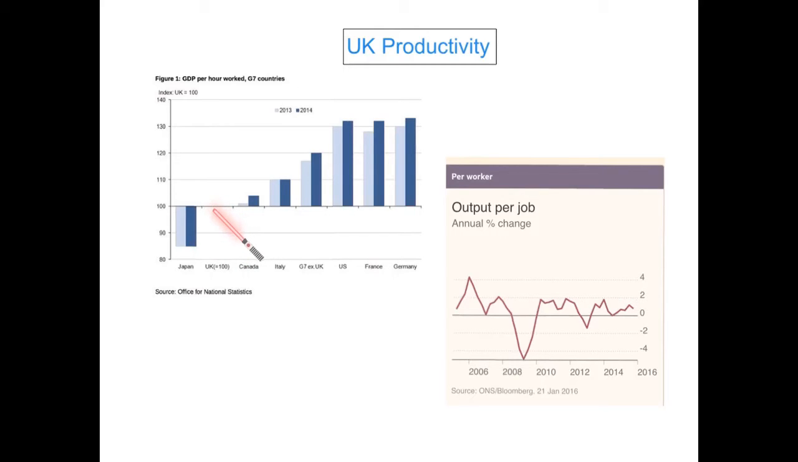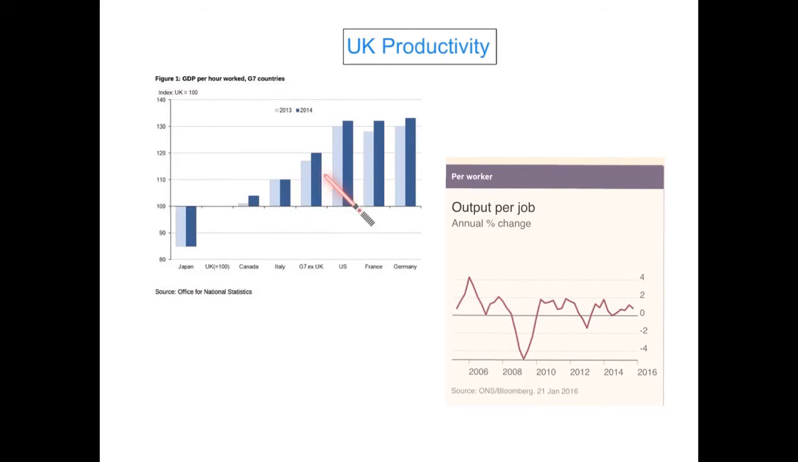We're at 100 here, but if you look at all these countries, Canada, Italy, the G7 as a whole, US, France and Germany, they've had big increases in output per worker, or GDP per hours worked, same sort of thing, between 2013 and 14. They've all gone up from the light blue to the dark blue. The UK hasn't changed. It's only Japan which is still struggling as well.